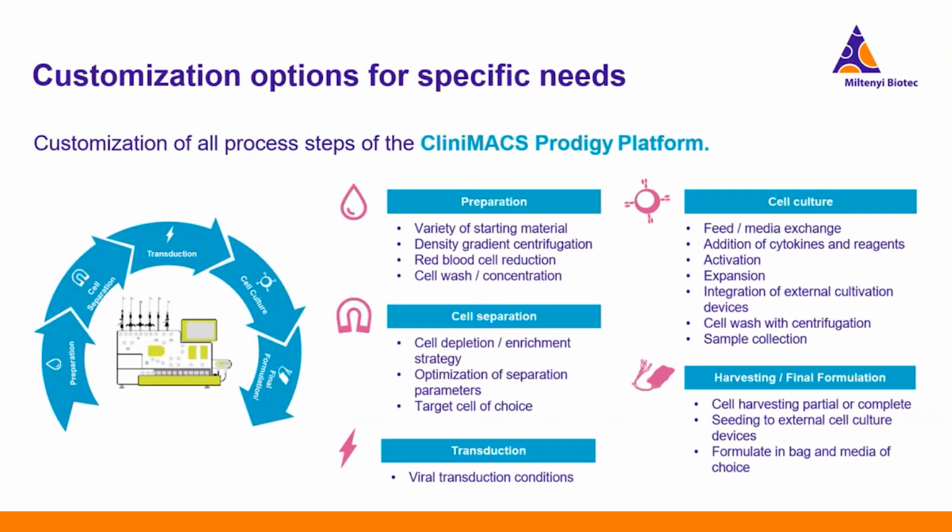But we are also aware that in certain instances, some specific needs need to be implemented in a manufacturing process. And for that, we are also able to implement customization at any stage or step of the manufacturing process, as you see here: the preparation of the sample, the separation of cells, transduction, cell culture, and the final harvest. So if this is of interest, we can provide a service to customize the process according to specific needs.